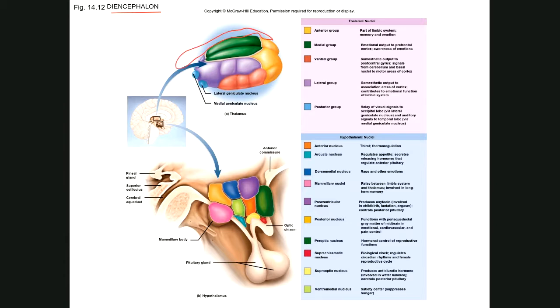So because of its location, we call this the epithalamus. Epithalamus. Okay, so that's a structure that sits just above the thalamus.